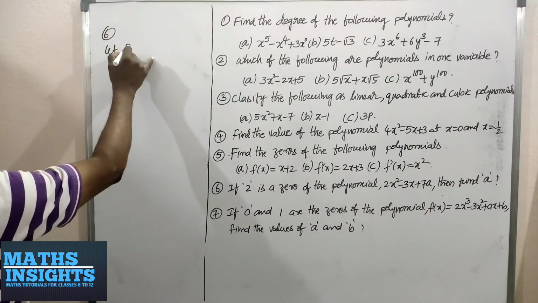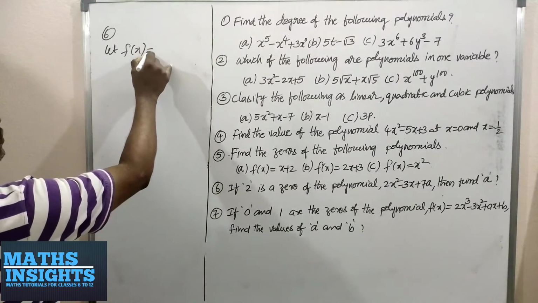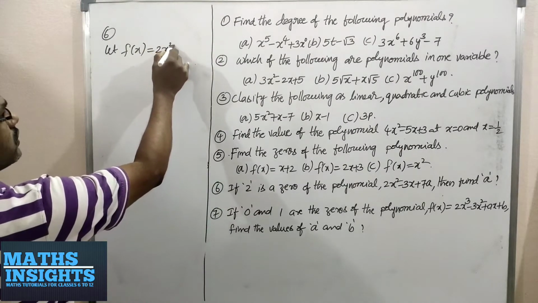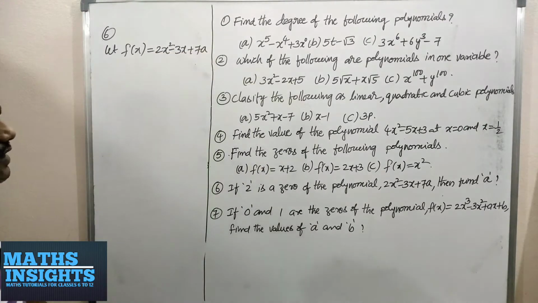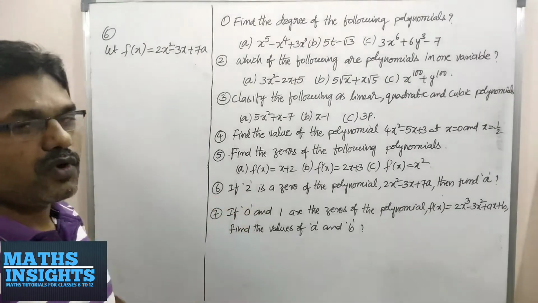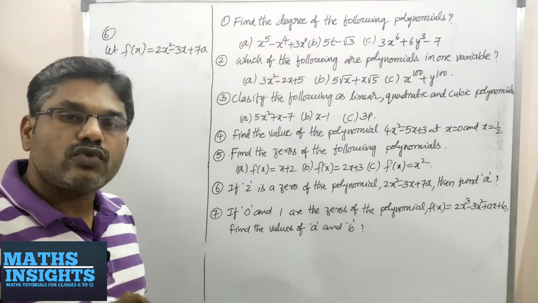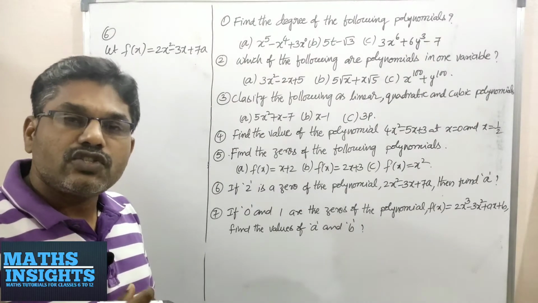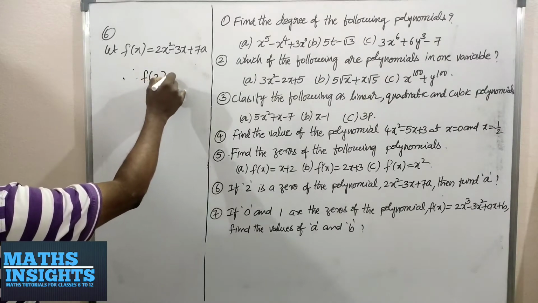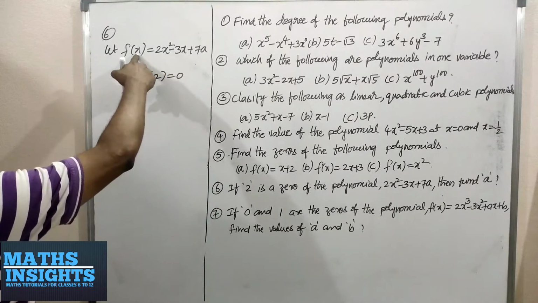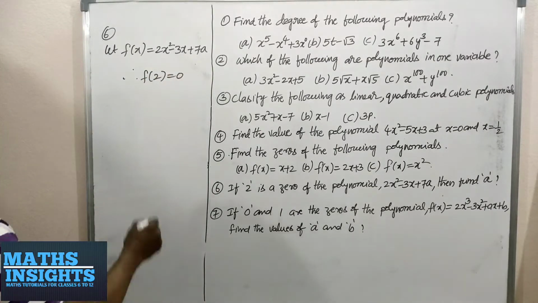Let us give a name to the given polynomial as f of x, that is equal to 2x square minus 3x plus 7a, and they are saying 2 is the 0 of the polynomial. Means if you place x is equal to 2, then its value will become 0. Therefore, as per the problem, f of 2 is equal to 0. That means when you place x is equal to 2, this total value will become 0.